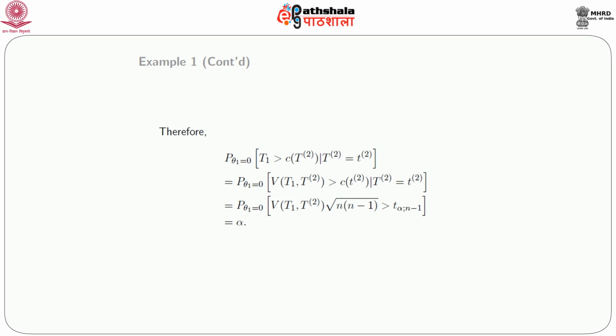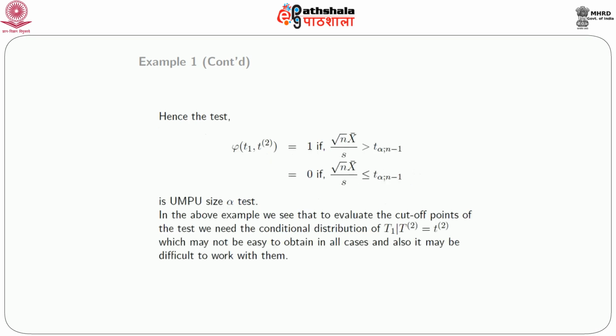This is equal to alpha. Hence the test phi(t1, t2) equals 1 if root n x bar by s is greater than t alpha, n minus 1, and equals 0 if root n x bar by s is less than or equal to t alpha, n minus 1. This is the UMPU size alpha test.